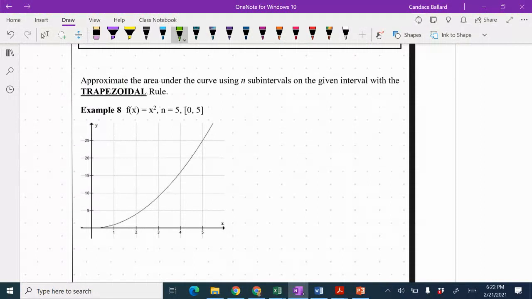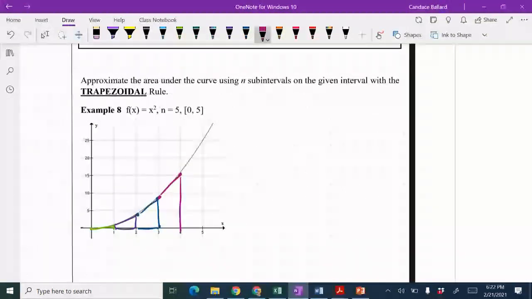So I am going to start by drawing my trapezoids. That one's kind of a little tiny trapezoid. And then we've got this next one from here to here, and then from here to here, and then from here to here. It said we had to go to 5 this time. And then I've got from here to here.